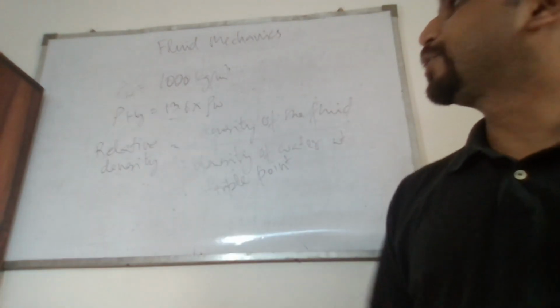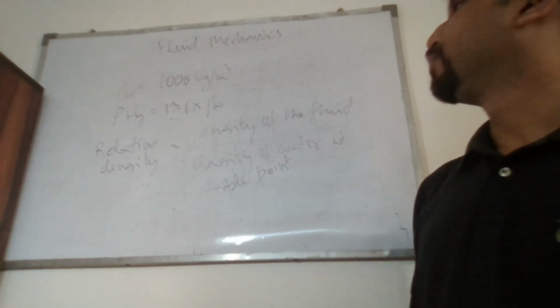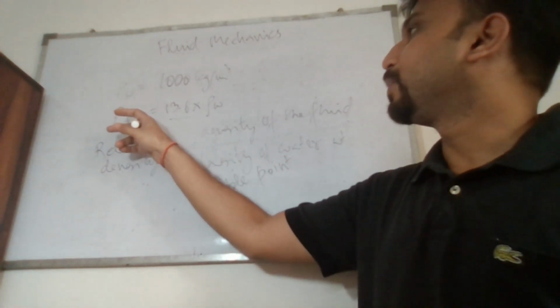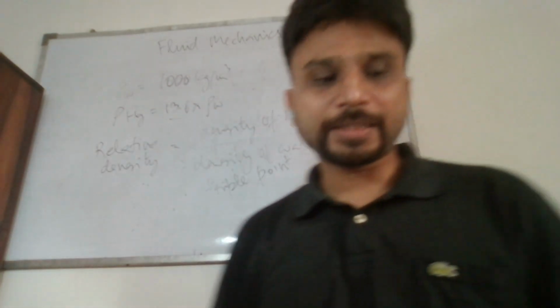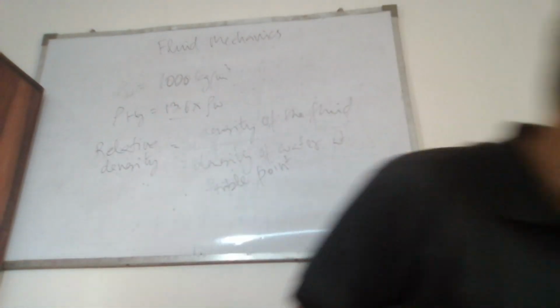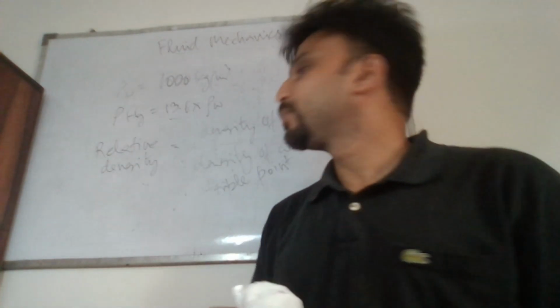For example, for mercury, its value would be density of mercury divided by density of water. This value would be some 13.6. So it's a pretty convenient value.